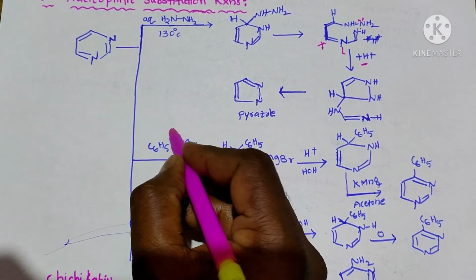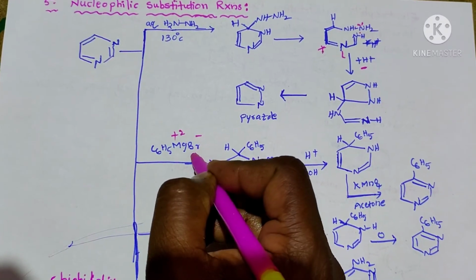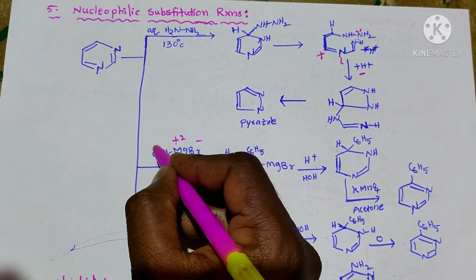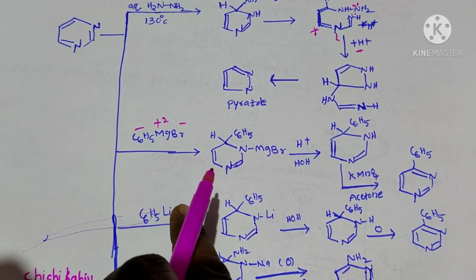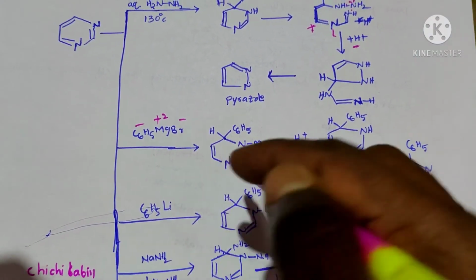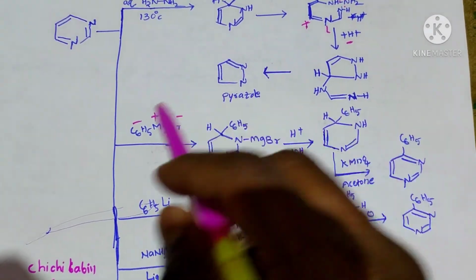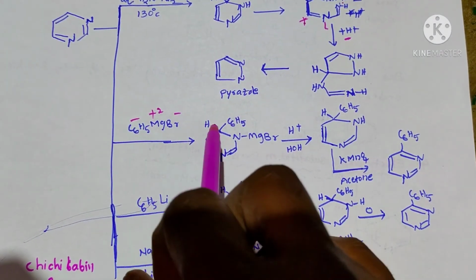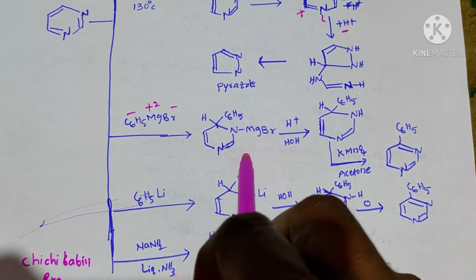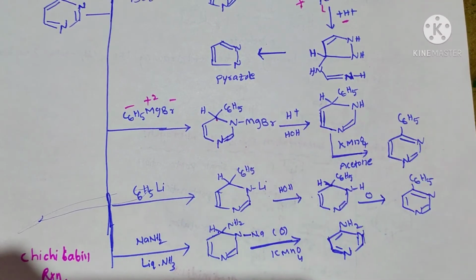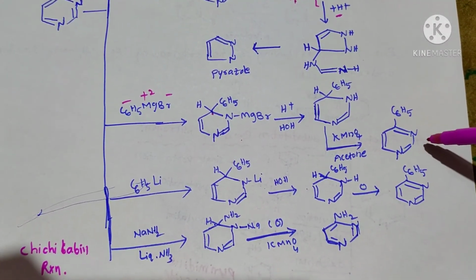In the Grignard reagent, magnesium gets positive charge and bromine gets negative charge. The halide gets negative charge, and in the same way, the alkyl group gets the negative charge. So first of all, an addition reaction occurs. MgBr will be substituted here on the nitrogen atom, and the alkyl group or phenyl group will be substituted on the carbon atom. In the presence of H plus ions, this undergoes hydrolysis, and ultimately we get the 4-phenyl pyrimidine.